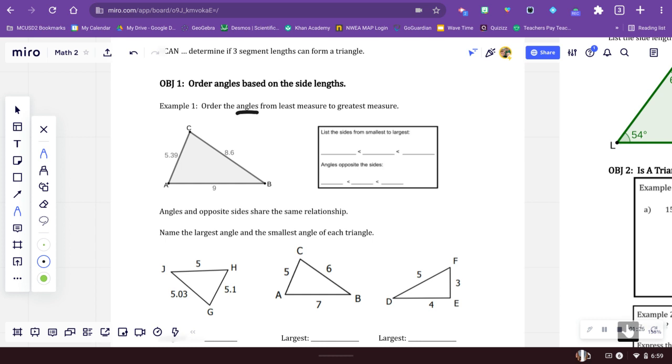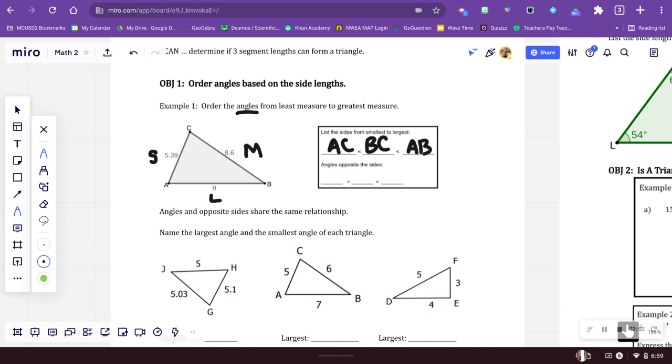So the smallest side here would be 5.39. That's the smallest. So I'm going to put a little S next to that for small. So AC is going to be the smallest side. And then the medium side would be 8.6, so we'll put that as BC. And then the largest would be 9, so AB.